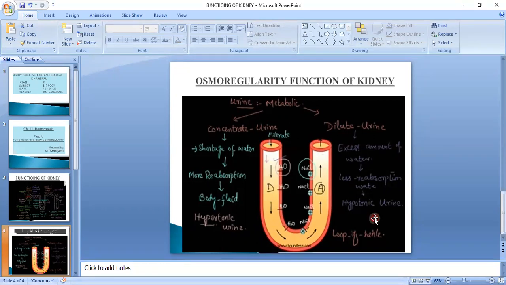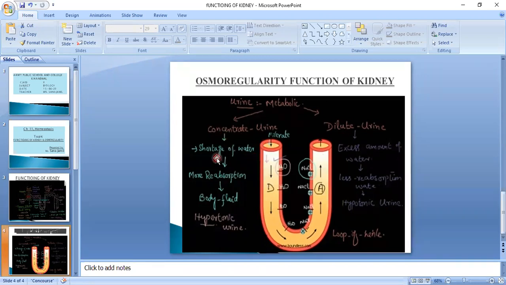For this purpose, the kidneys filter more water from the glomerular capillaries into the Bowman's capsule. Similarly, less water is reabsorbed. So reabsorption of water is less here, and abundant dilute urine is produced, bringing the volume of body fluid down to normal. So here less reabsorption of water takes place, which causes the hypotonic urine. And the opposite of this is concentrated urine.